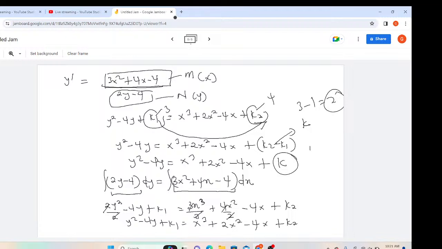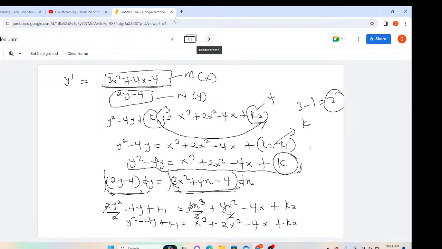In order to avoid all these steps, bringing the k1 to the k2 and then adding or subtracting them to get a final k, anytime you are integrating with respect to y and with respect to x, we do not bring any constant for the y part. We just introduce a constant to the x part and call it k. That's all. I hope you understand this. So now our solution to the differential equation becomes y squared minus 4y equals x cubed plus 2x squared minus 4x plus k.